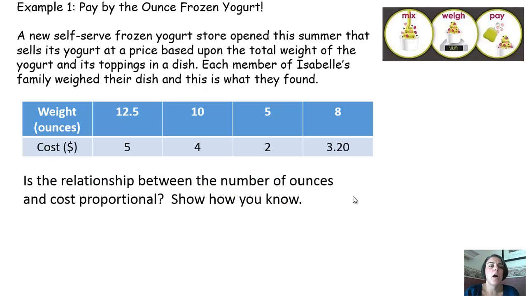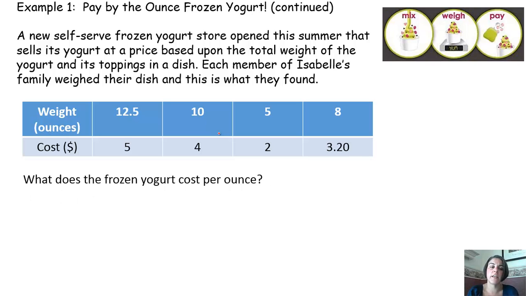Next example. A new self-serve frozen yogurt store opened this summer that sells its yogurt at a price based upon the total weight of yogurt and its toppings in a dish. Each member of Isabel's family weighed their dish, and this is what they found. I'll just give a for instance. One of the family members went up and they weighed their yogurt. It was 10 ounces, and they found that it cost $4. Is the relationship between the number of ounces and the cost proportional?